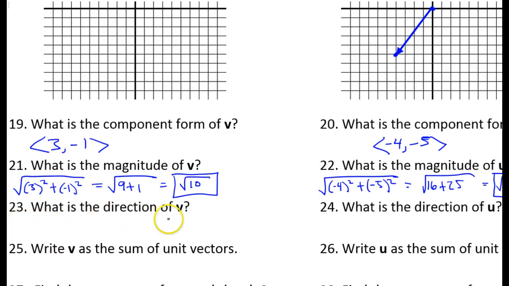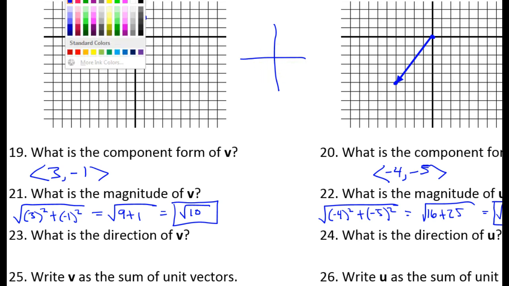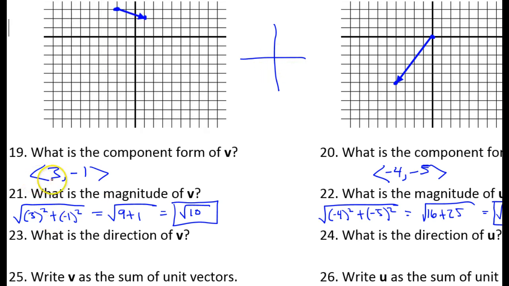Number 23, what is the direction of vector v? Well, for the direction of vector v, let's do a little sketch here. Vector v goes right 3 and down 1. So if I place it at the origin, that's definitely going to be in the 4th quadrant, like this. Let's make a little triangle out of it. So it is right 3 and down 1. We should be able to easily find the reference angle r by doing the tangent of r, which should be -1 over 3, opposite over adjacent.